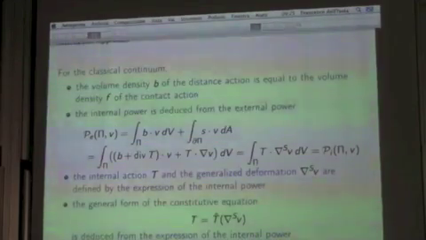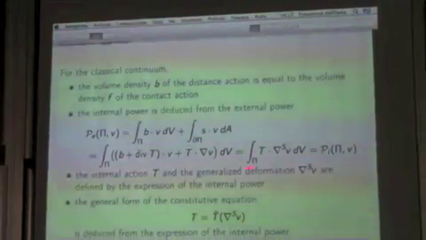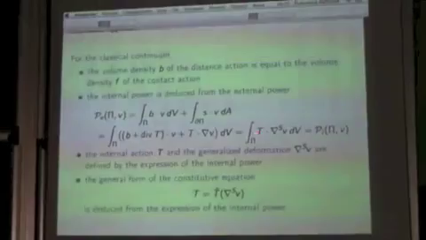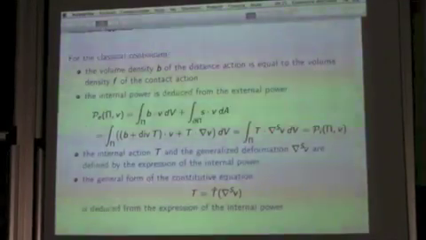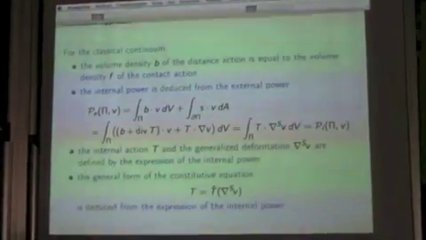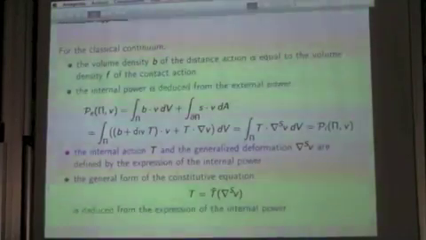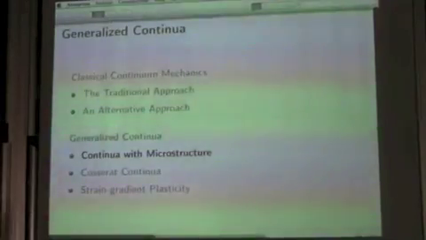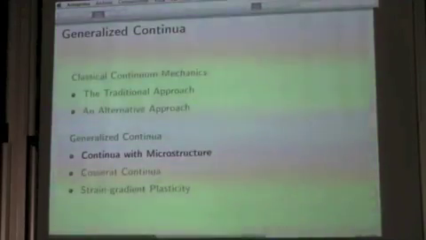Then, this structure of the internal power tells you that T is the internal force, and the symmetric part of the gradient of V is the generalized deformation. You put them together through constitutive equations, and you can write the equilibrium problems. So you see that in the classical continuum mechanics, there is no big difference between the two approaches, and this can be considered as a matter of taste.